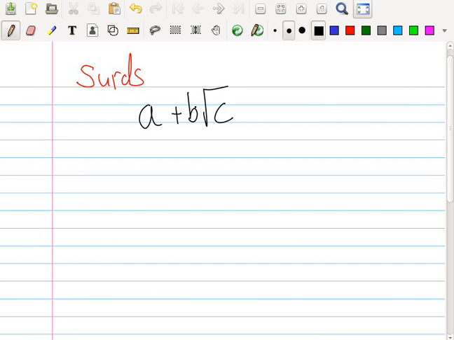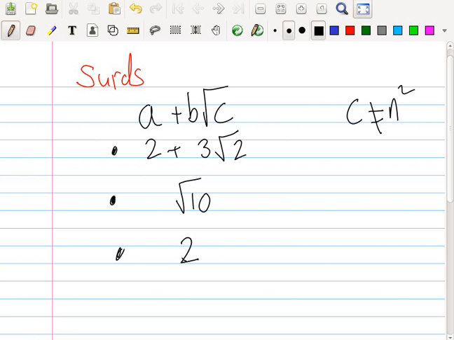So, I should actually also say that you need the C not to be a square number. So, C is not a square number. So, for example, 2 plus 3 root 2, or even just the root by itself, for example, root 10. Or, for example, 2 root 7. These are all examples of surds.